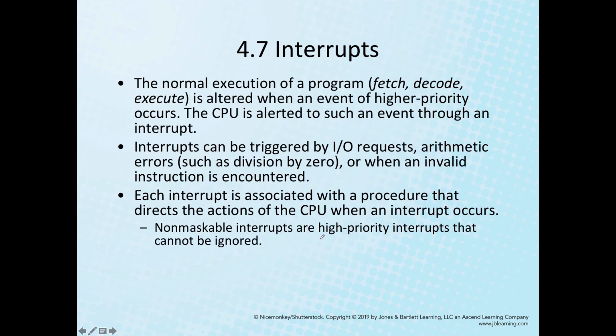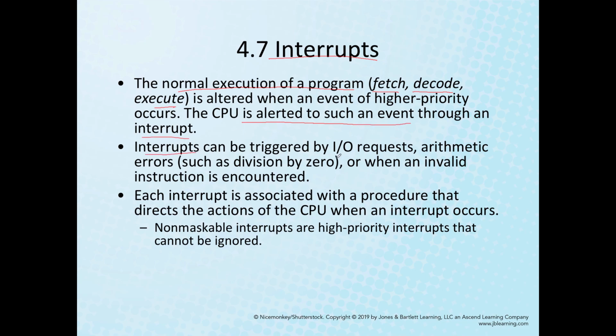So one last thing before we study memory organization, which is quite complex. In a computer system, there is something called interrupts. Normal execution of a program by the CPU within the computer system is to fetch, read the instruction, understand it, decode, and then run it, execute. That is the program execution cycle. But when something happens, this cycle is interrupted. That is called the interrupt mechanism. So the CPU is alerted to such an event through interrupts.